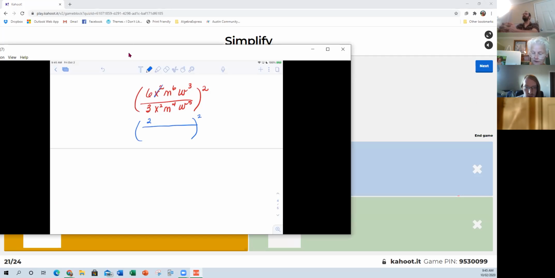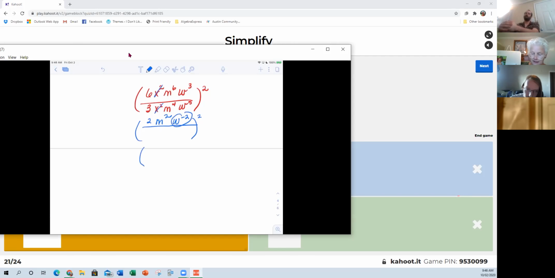And then x squared divided by x squared would be x to the 0 power, which is just 1. So they just cancel each other out. And then subtracting the exponents here, 6 minus 4 would give me m to the 2nd. And w to the 3rd divided by w to the 5th, if I subtract the exponents, that's going to give me w to the negative second.